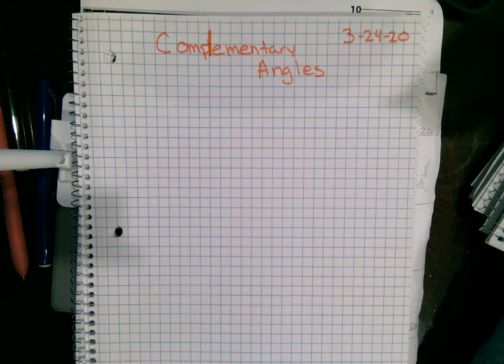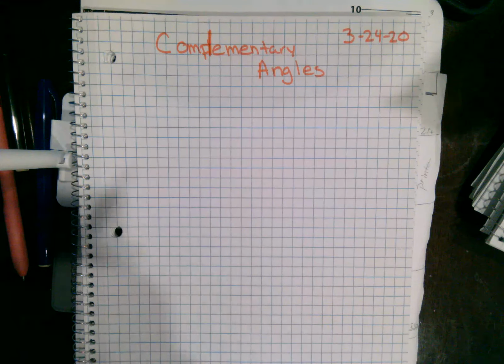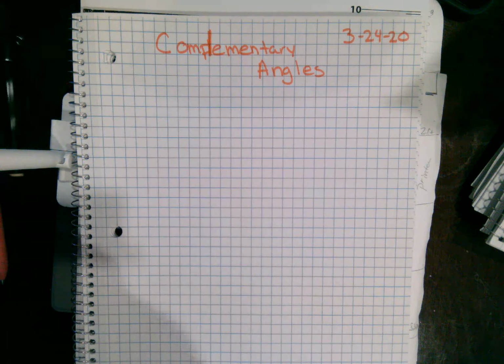So we started yesterday with classifying angles, right: acute, obtuse, straight. And today we're going to talk about complementary angles, which goes along with what we learned yesterday. Now, let's write the definition for complementary angles.